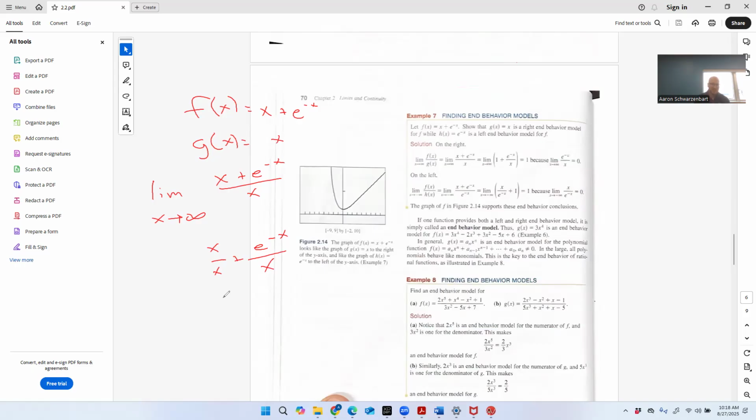And I'm not going to keep writing the limit. As x approaches infinity, e to the negative x has a graph that looks like this, and we can see that it is going to 0. So that's 0 over infinity. Well, 0 over infinity is definitely 0. So this is 1. But I'm going to get a different result if I do this for negative infinity.